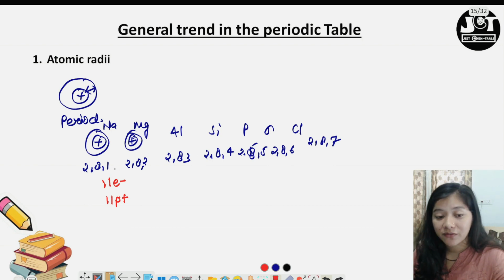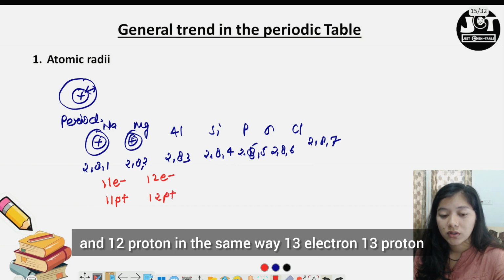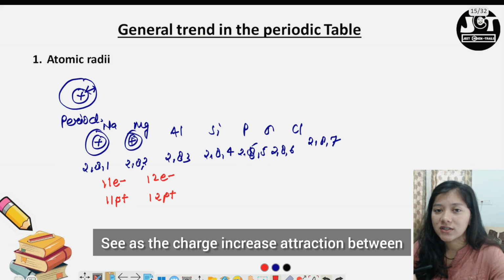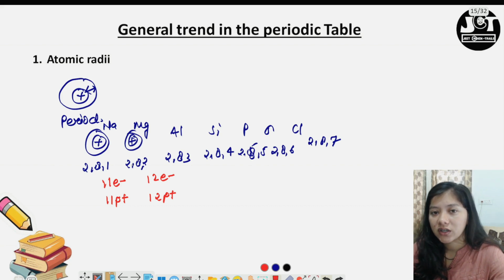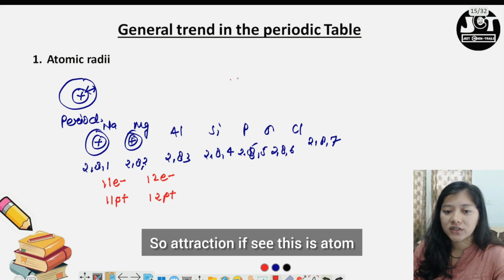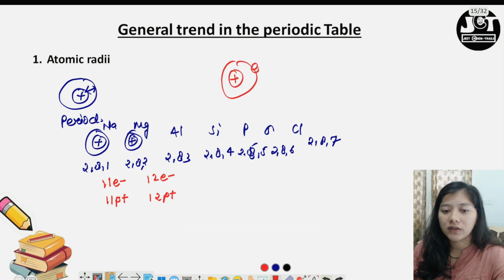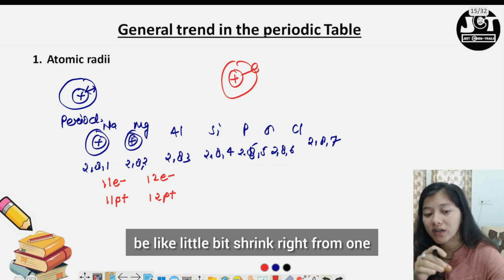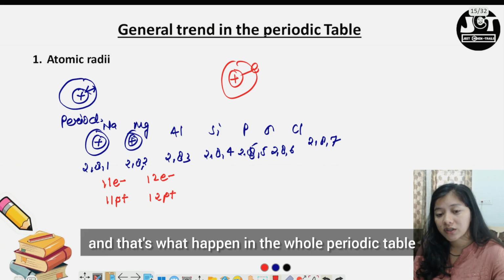Now what happens if we move from 11 to 12? It has 12 electrons and 12 protons. In the same way, 13 electrons, 13 protons. See, as the nuclear charge increases, the attraction between them increases, right? So if the attraction increases, the size will shrink a little bit from one atom to the next, and that's what happens in the whole periodic table.